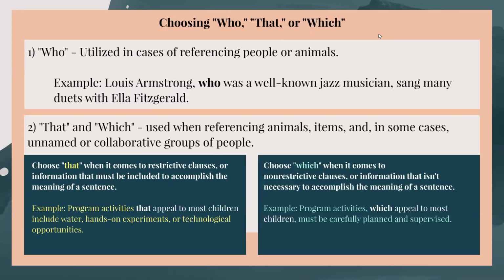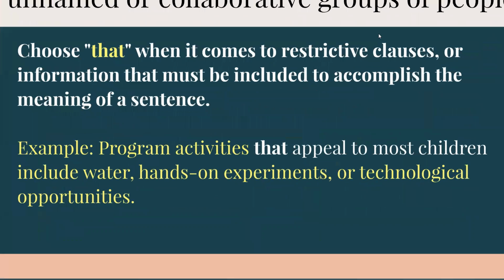That and which are a little bit more complex. They're similarly used when referencing animals, items, and in some cases, unnamed or collaborative groups of people. However, we're going to choose to use that when it comes to restrictive clauses. Restrictive clauses are that information in your sentence that you cannot live without. It has to be there to accomplish the intent of that sentence. So our example here reads, program activities that appeal to most children include water, hands-on experiments, or technological opportunities.